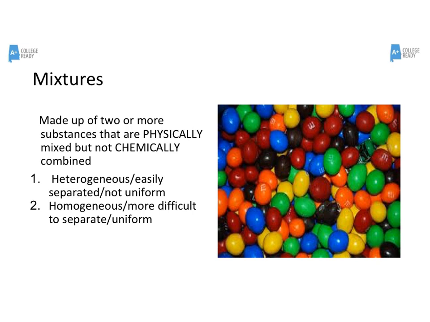Mixtures are made up of 2 or more substances that are physically mixed but not chemically combined. Mixtures can be further separated into heterogeneous or not uniform substances and homogeneous or uniform substances. Heterogeneous mixtures are easily separated. An example of a heterogeneous mixture is a pizza.